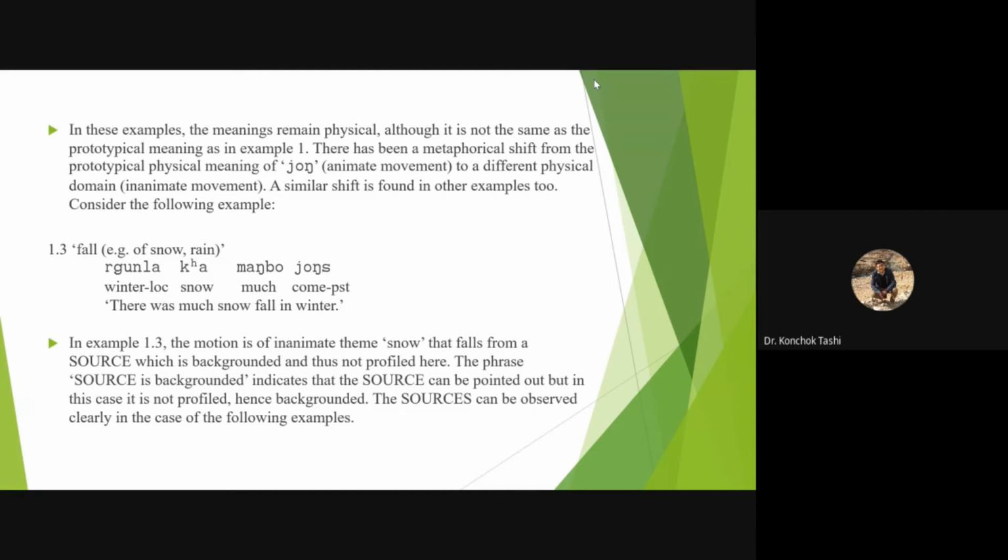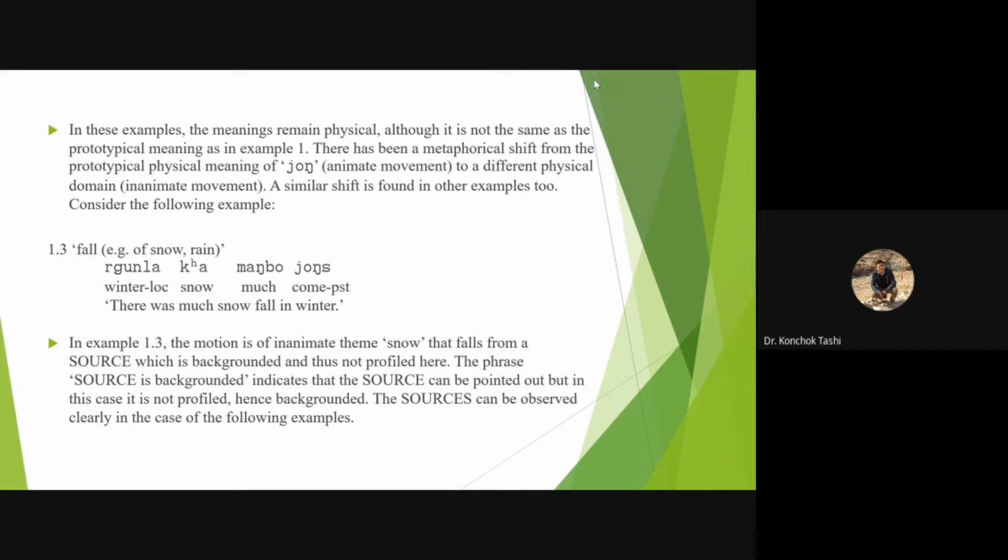In these examples, the meanings remain physical, although it is not the same as the prototype meaning in example 1. There has been a metaphorical shift from the prototypical physical meaning of yong, that is animate movement, to a different physical domain, inanimate movement. A similar shift is also found in some other examples. Let us look at those examples. It also refers to fall, for example, of snow and rain. There was much snowfall in winter.